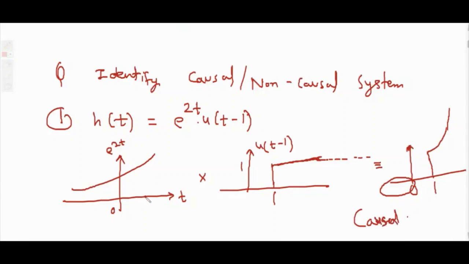From minus infinity to 1, this signal is present, but here that value is 0. So signal multiplied by 0 will give us 0. And after that, from 1 onwards, this increasing exponential signal is present, multiplied with 1. So we will get the increasing exponential signal. Okay. So the answer is the causal system.